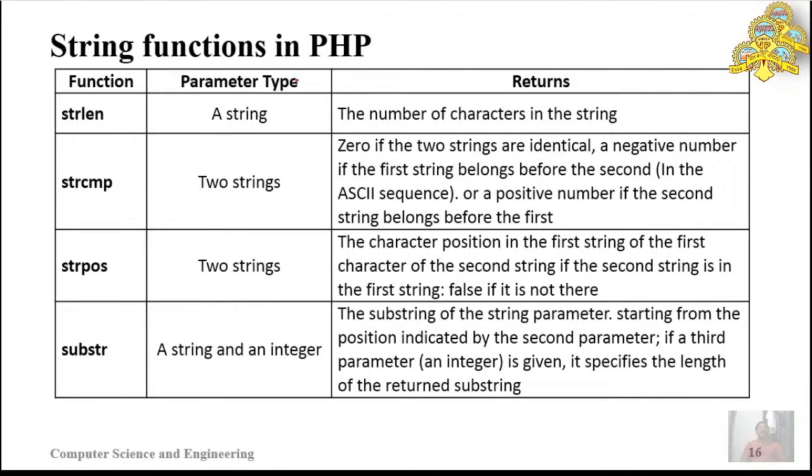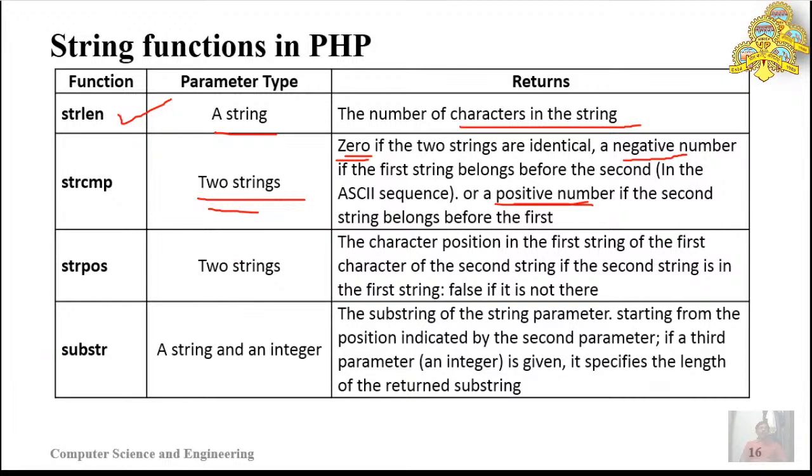These are the string functions available in PHP. It is very familiar, because you have studied such type of functions in C language. strlen, that is string length, takes a parameter of string type and returns the number of characters in the string. strcmp, string compare, usually takes two strings and returns 0 if both are identical, returns a negative value if the ASCII value of the first string's characters is less than the second one, and returns a positive value if the first string's ASCII value is greater than the second string's ASCII value.